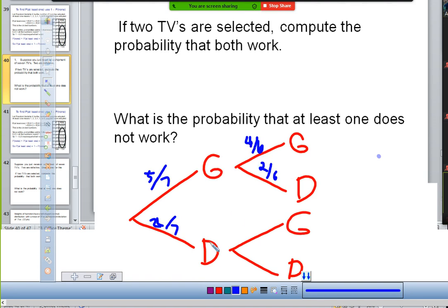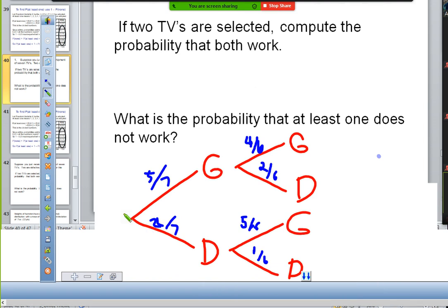However, if I picked a defective TV first, now I still have 5 good TVs out of the 6 remaining TVs. And I only have 1 left that's defective. So that should be 1 out of 6. So then the question comes up of, well, what's the probability that both work? So both work means I went this pathway, good, and then good. And remember, you multiply along the pathways because this is 4/6, but not 4/6 of the whole river. It's 4/6 of 5/7 of the river.